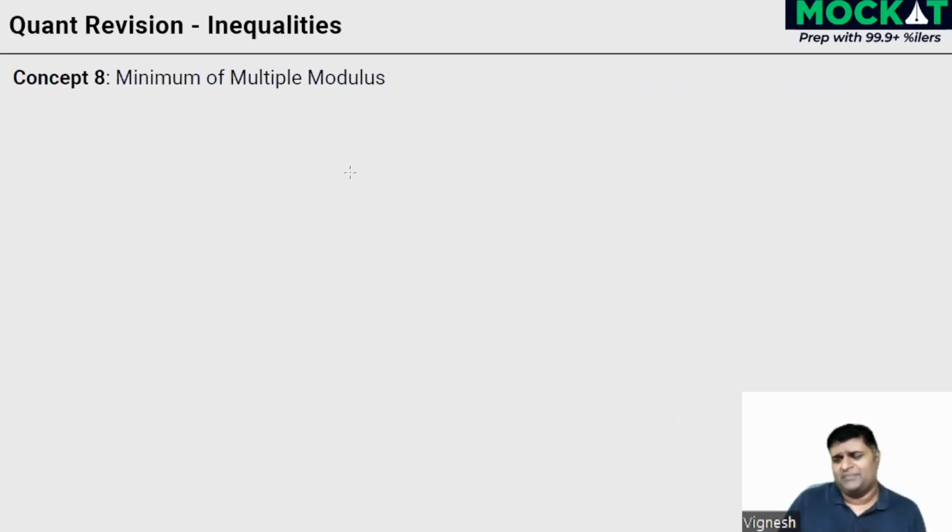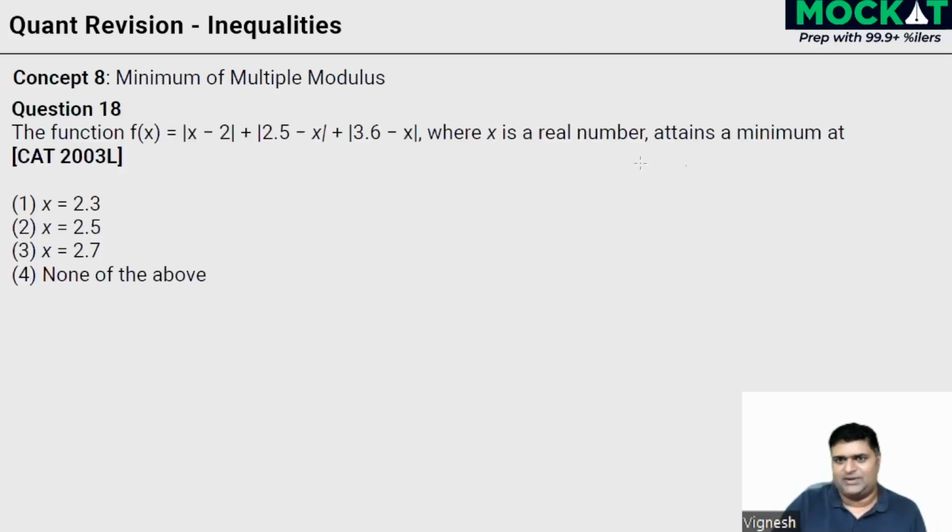So now on to a question where it's a minimum of a multiple modulus. We look at straight with an example from question over here, the 2003 paper, right? So what do we have here? Your multiple modulus adds up to a certain function. It simply means the distances from what? Now, modulus of 2.5 minus x, right? Very important. Please note that.